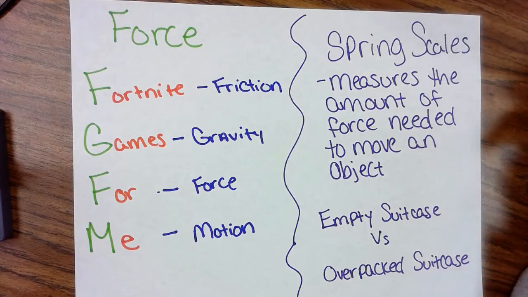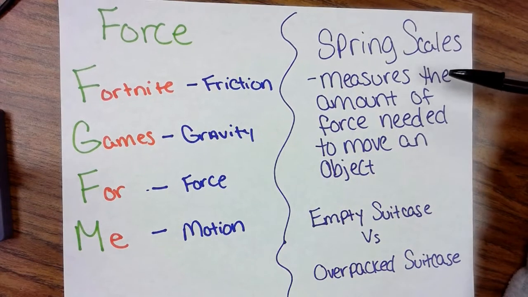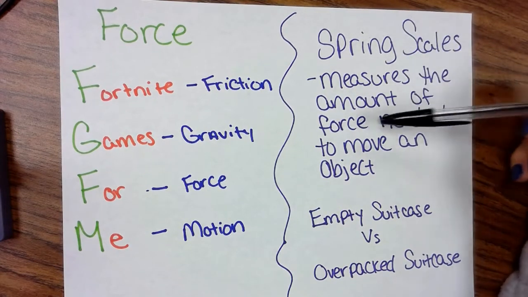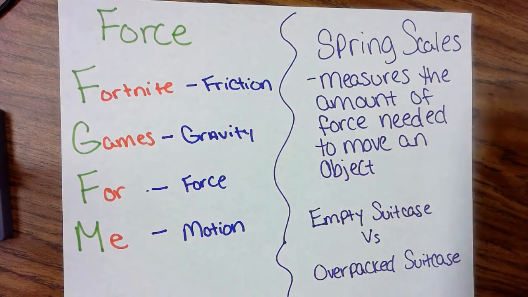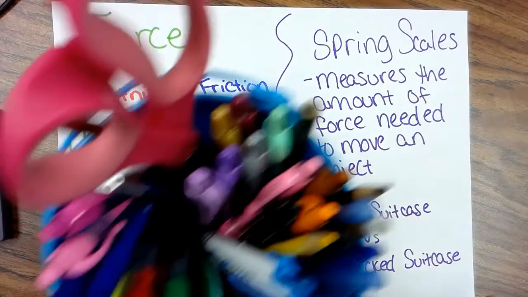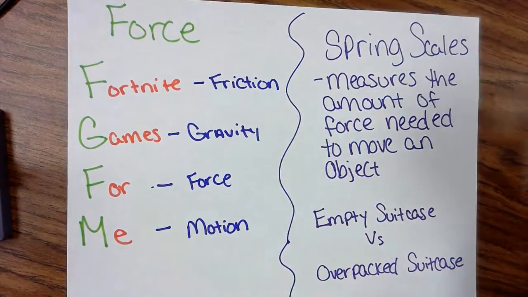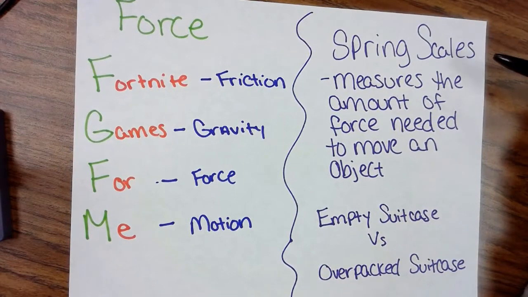Kicking a kickball in the grass, what's going to slow it down? The grass, because it provides friction. So spring scales, speaking of, measures the amount of force that's needed to move an object. So in order to move something from here to here, it causes force. Okay, it's actually quite heavy. This cup of pens is quite heavy. If it was empty, would I have to use as much force?